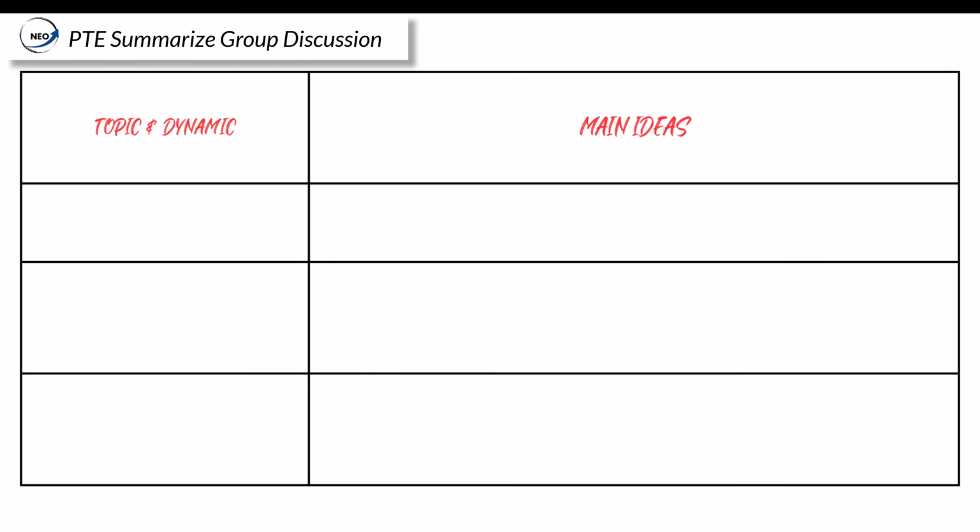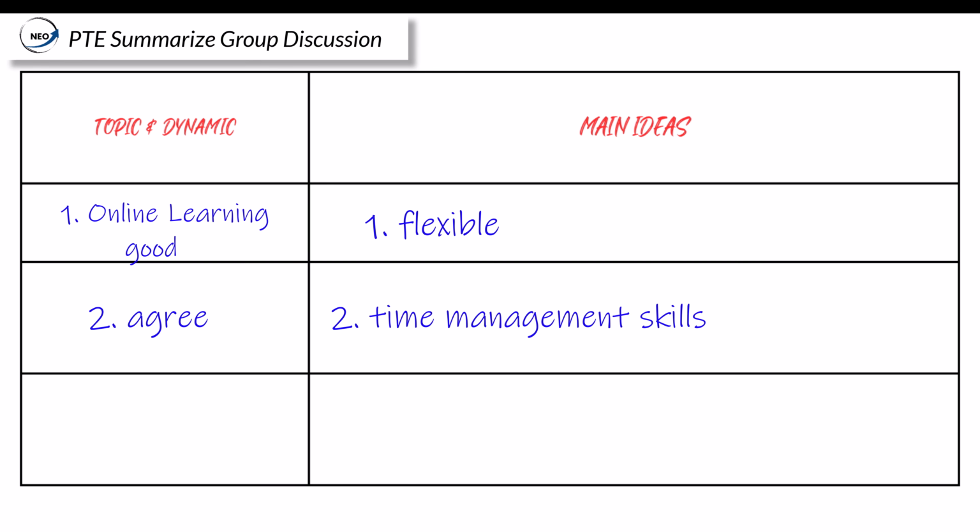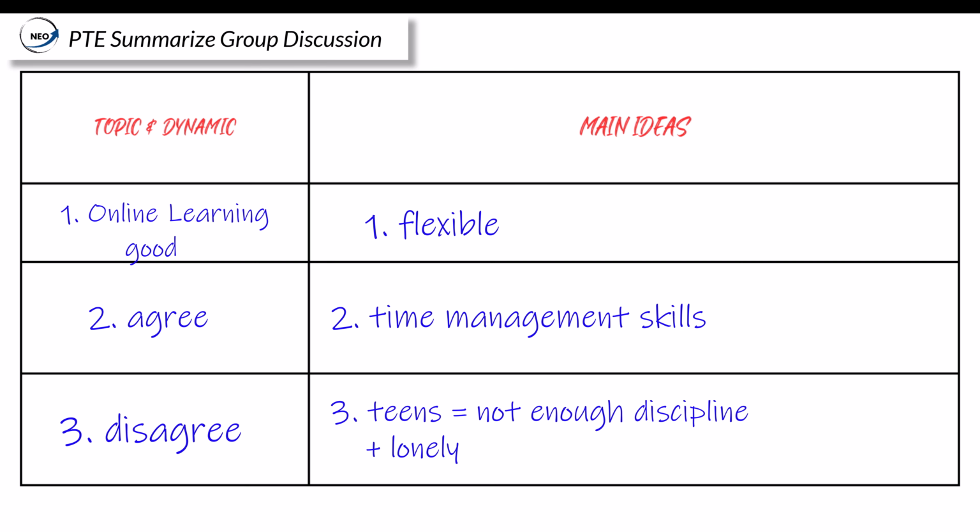I think online learning is great for teenagers. It gives them more flexibility to manage their time and take responsibility for their own learning. Yeah, I'm with you on that. And I'd add that online learning can actually improve time management skills. They learn how to organize their day and stay focused without constant supervision. Personally, I don't think it works. Teenagers often lack the discipline to study on their own. Besides, online learning can be really isolating. There's not enough social interaction, and that's essential, especially for teens.